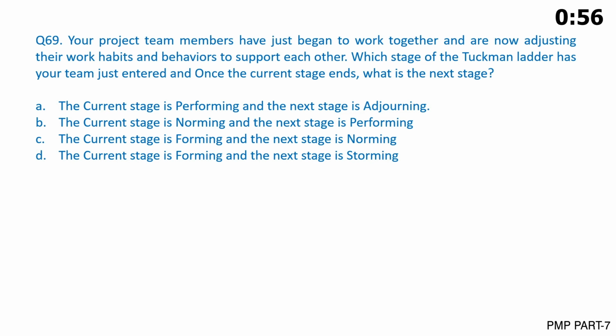Your project team members have just begun to work together and are now adjusting their work habits and behaviors to support each other. Which stage of the Tuckman ladder has your team just entered, and once the current stage ends, what is the next stage? A. The current stage is performing and the next stage is adjourning. B. The current stage is norming and the next stage is performing. C. The current stage is forming and the next stage is norming. D. The current stage is forming and the next stage is storming.